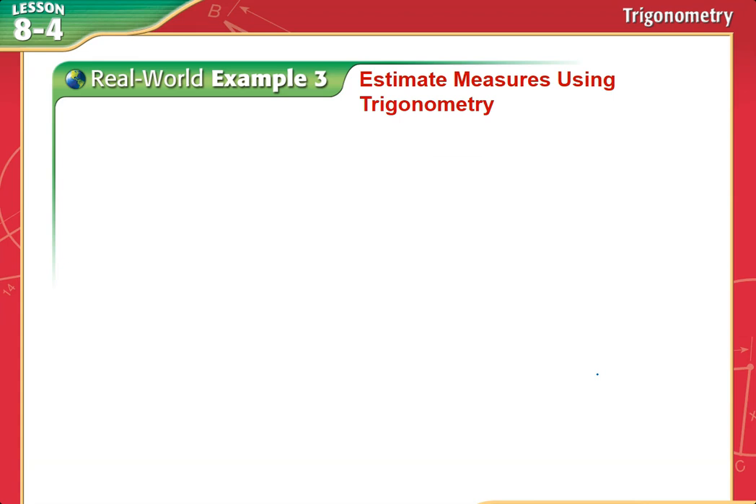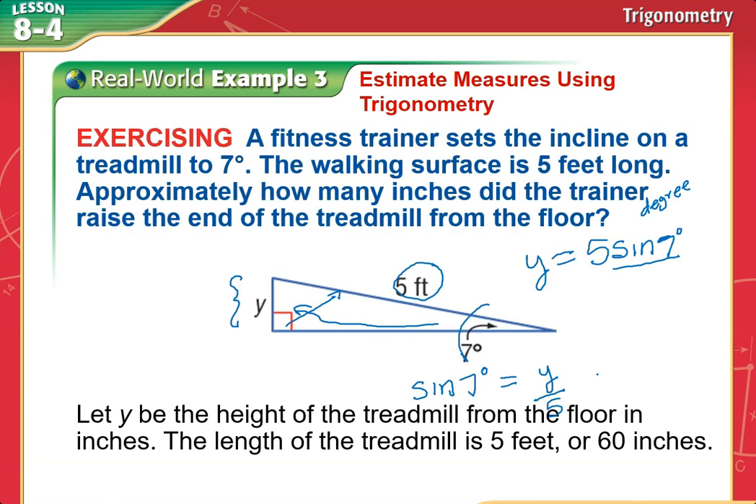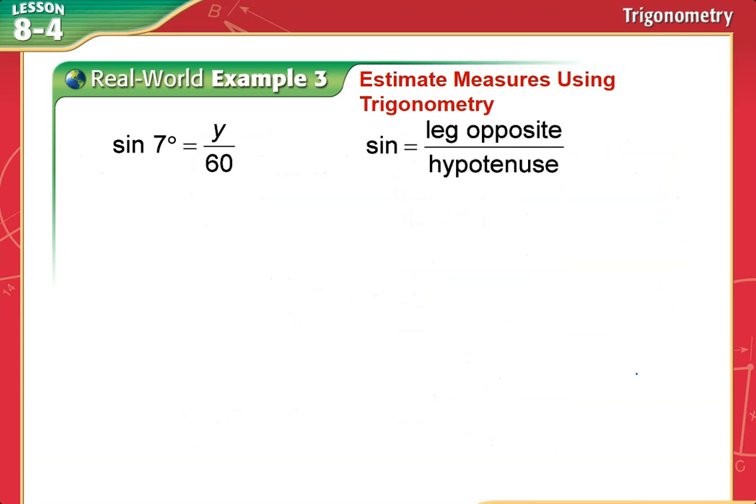They changed it to inches because it wants to know how many inches. Now, we could have done 5 times sine 7, and that would have given me an answer in feet. Then I'd have to convert that answer by multiplying by 12, because we wanted inches. So instead, we convert to 60 inches first, so you get 60 sine 7.